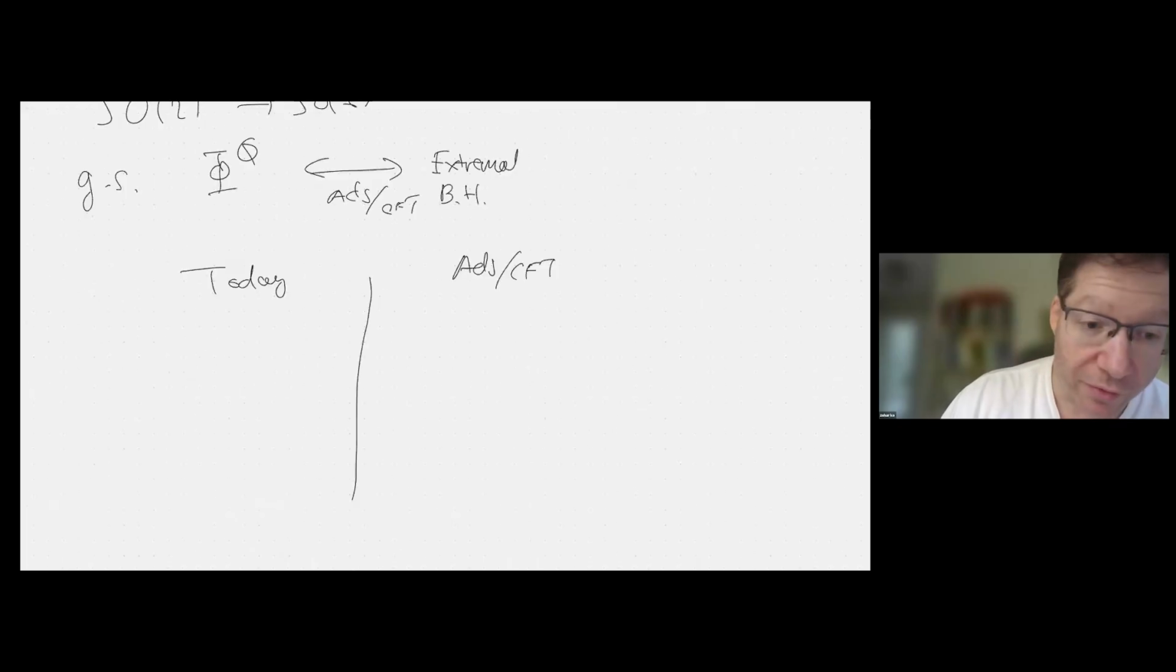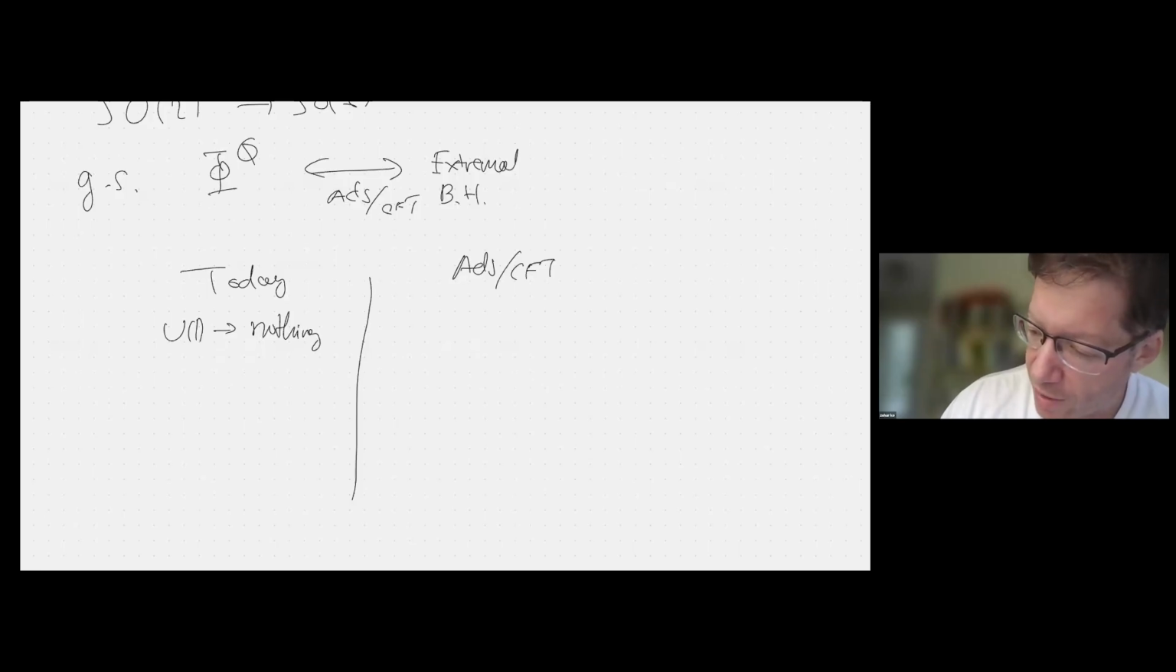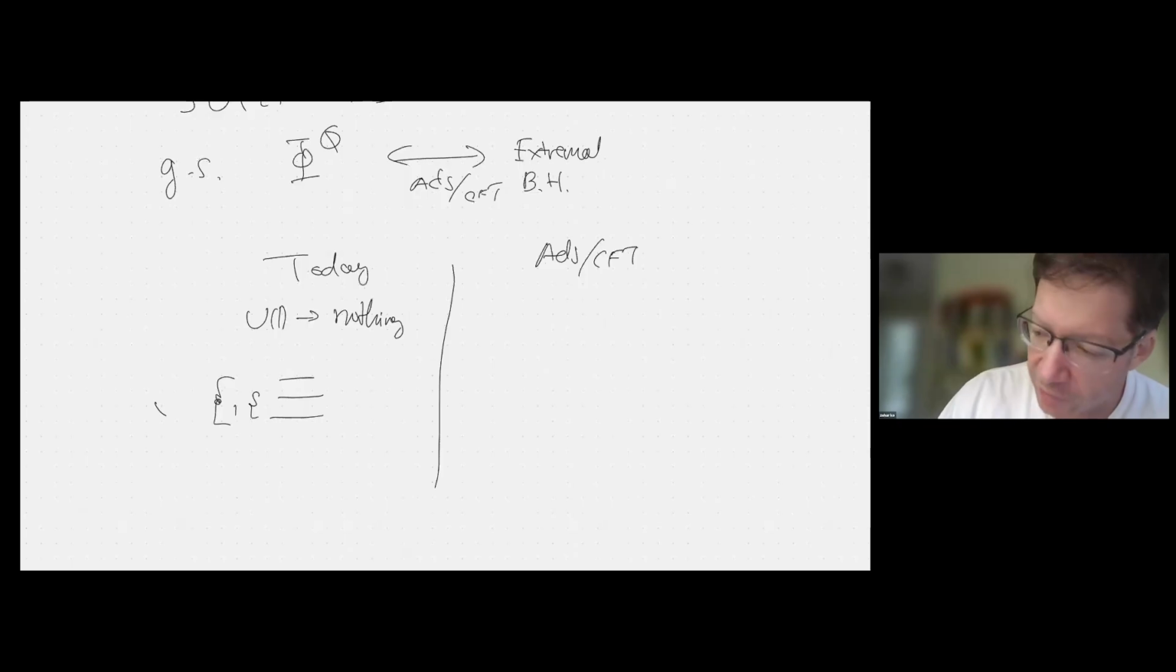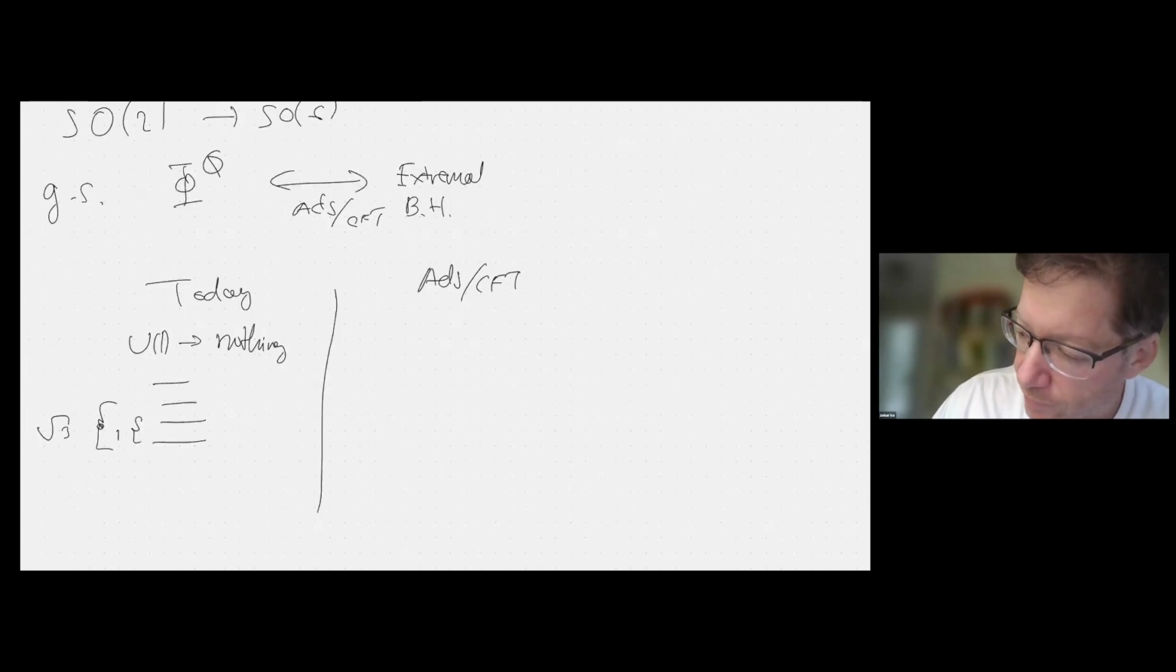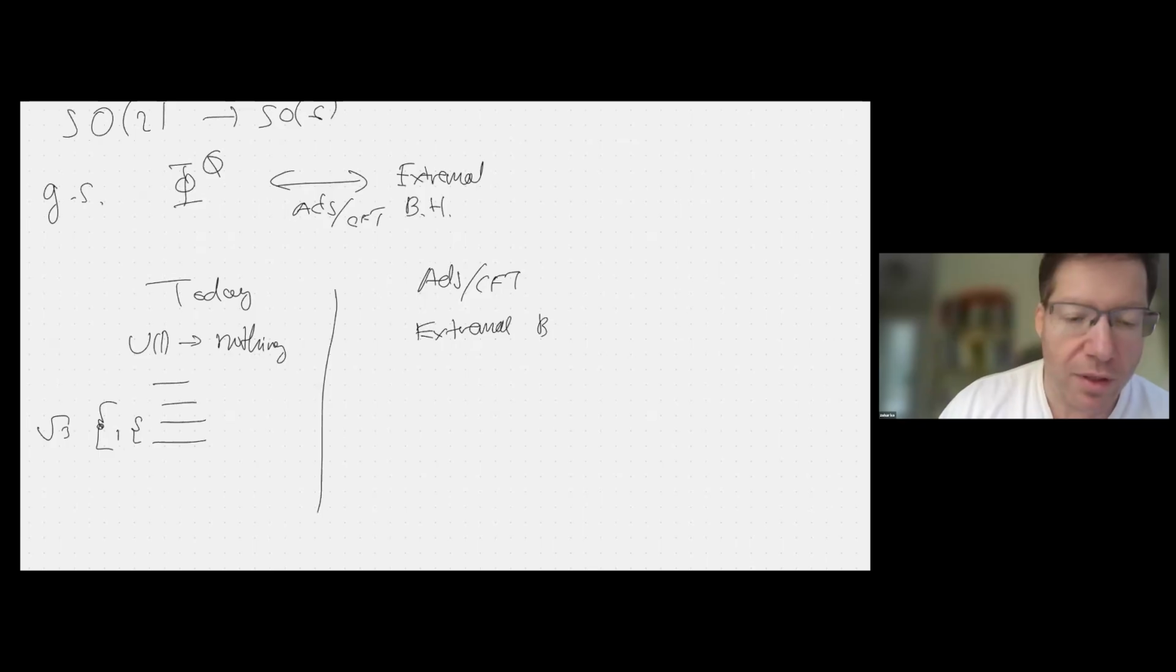Today we assume that the effective field theory that governs these very heavy operators is the theory of a spontaneously broken U(1) symmetry, which leads to gaps like we saw, 1 and then square root of 3, and so on. In the AdS/CFT correspondence, we assume that the effective field theory for these heavy operators is extremal black holes. And that leads to interesting predictions for the spectrum.